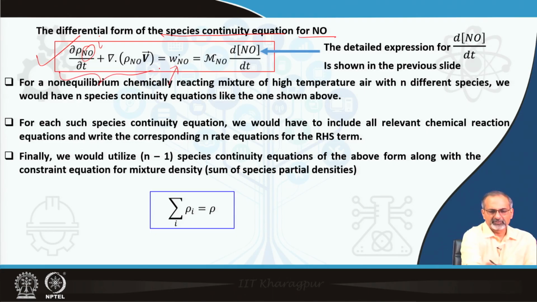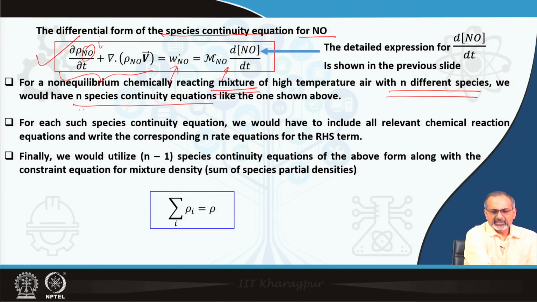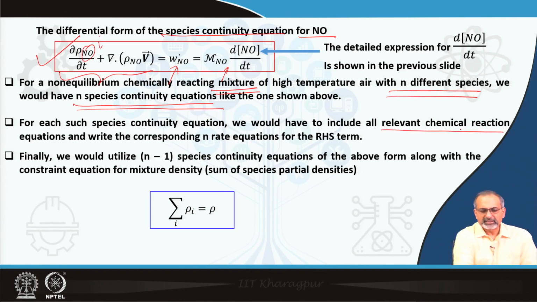So, the left hand side of the equation equates to the W dot, further to this form where the molecular weight times the concentration, the time rate of change of concentration term comes up. If we have n different species in the mixture, we would have n species continuity equations like the ones we have shown above. And of course, for each one of the species we have to include all relevant chemical reaction equations and thereby develop the corresponding rate equations like the way we did for NO.